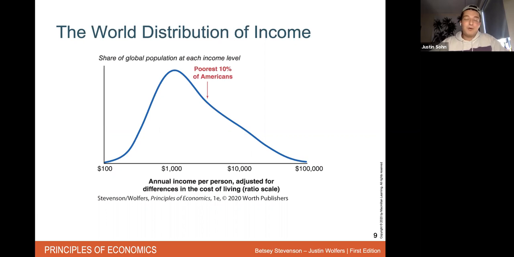On the graph, they point out where the poorest 10% of Americans are, which is somewhere in that 1,000 to 10,000 range. And you see it's getting really low closer to the top, and there's also much closer towards the bottom, just to give you a little bit of a picture of the income inequality, not just in the US, but around the world.